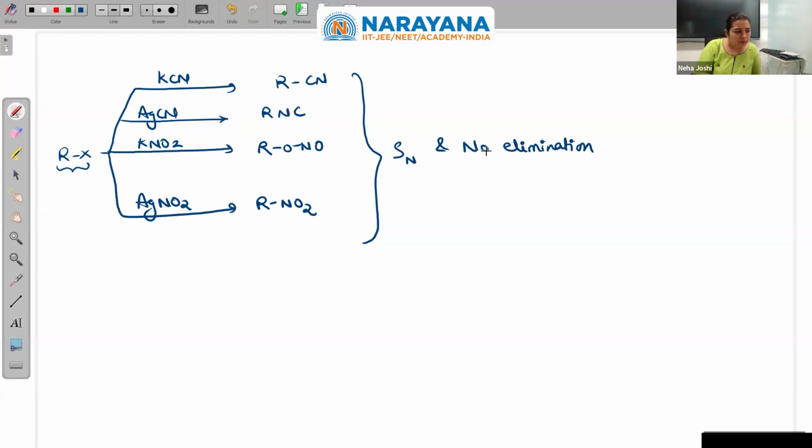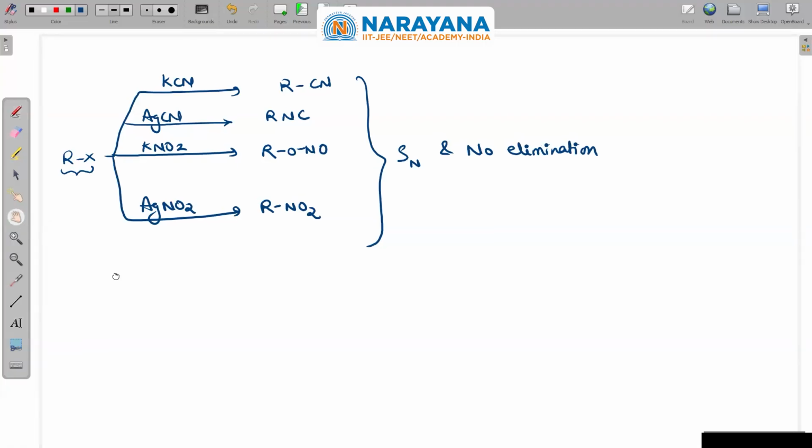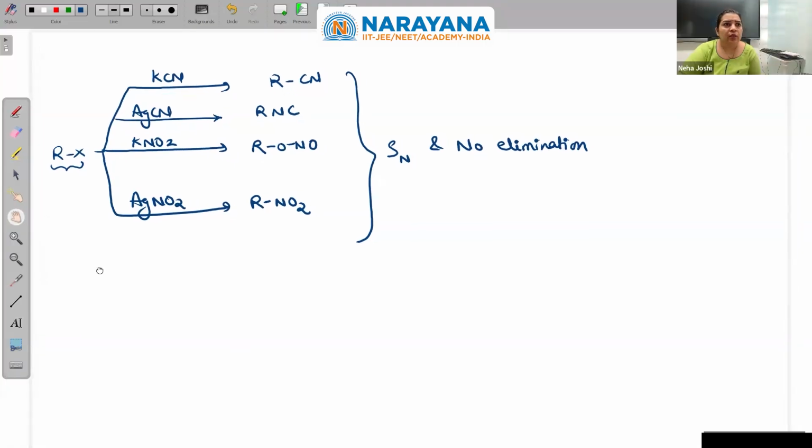Ma'am, for alcohol in the presence of concentrated H2SO4, do they ask questions directly based on temperature? Because in the Narayana papers, I've seen they either give heat or they don't give. I can't say that they ask specifically with temperature, particularly in Narayana papers also.